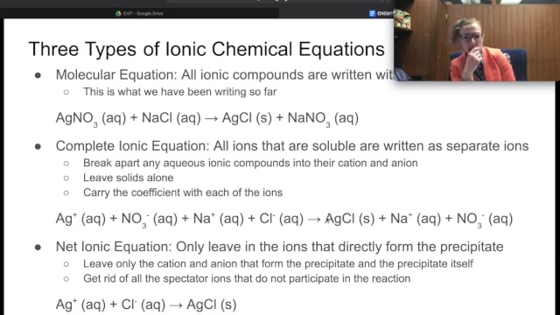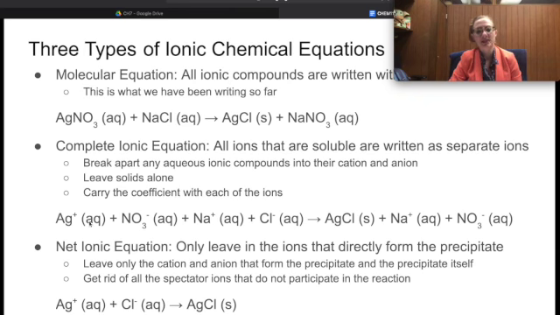However, we may want to simplify that. The molecular equation gives us a complete look at how things are being reacted together. The complete ionic equation gives us a look into each of those individual ions and makes it clear what the ions are. However, a net ionic equation gets rid of any ions that are spectator ions. It only leaves the cation and the anion that form the solid precipitate in the end. So we get rid of everything else that's a spectator ion.